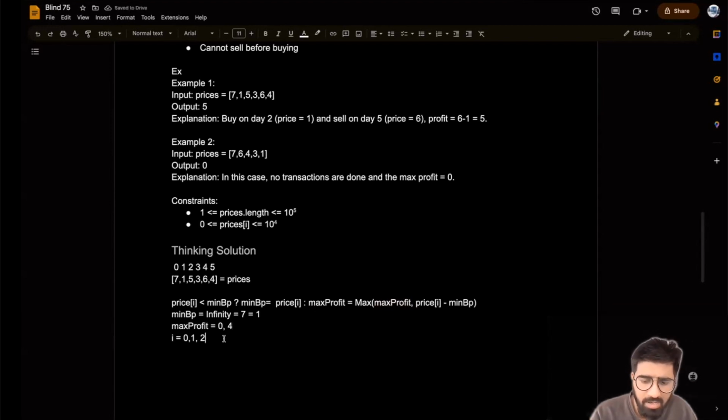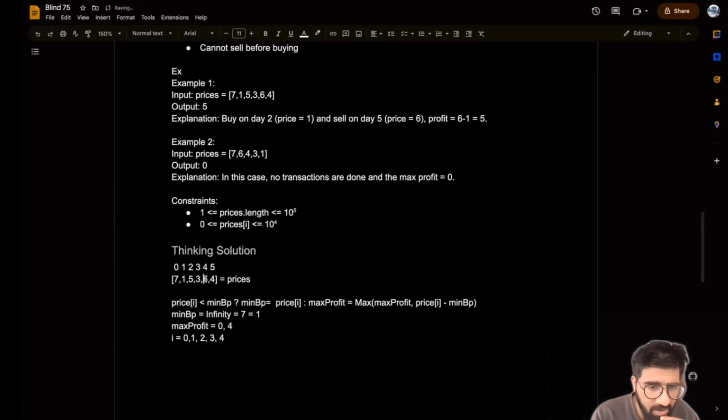Okay, and similarly, I can do it for the next index. Here my price is 3 and my minimum buying price so far is 1 only. So again, I will subtract 1 from 3, which is 2, but it is not greater than my already existing max profit. So I will ignore that and move to the next number. So okay, now I've done till 3. Now I will be doing for 4.